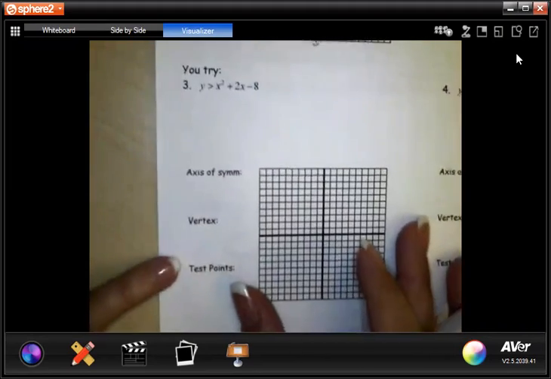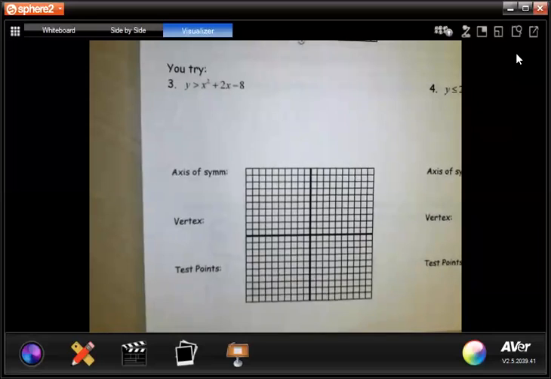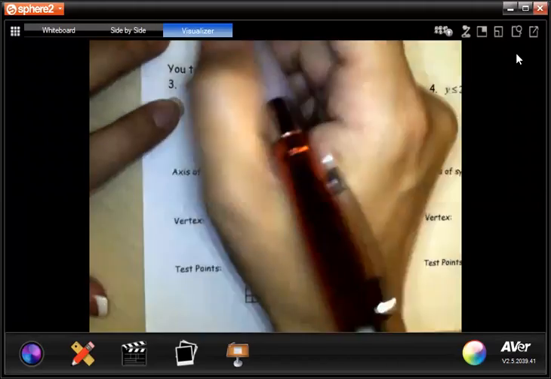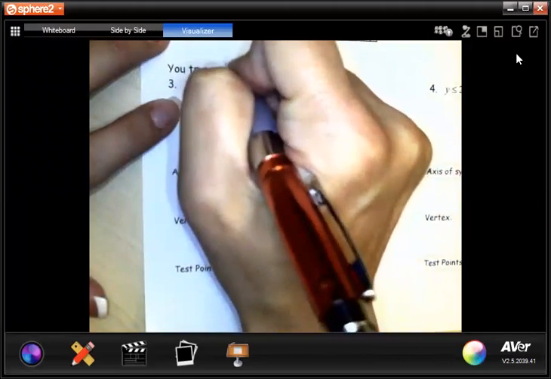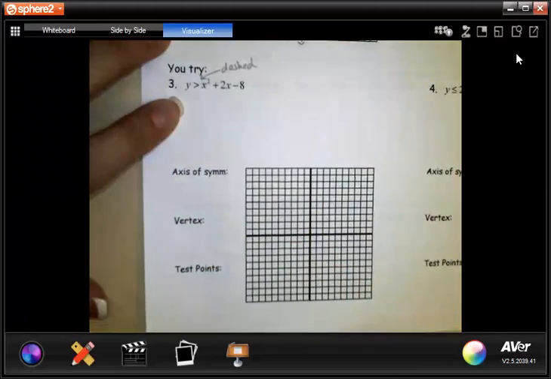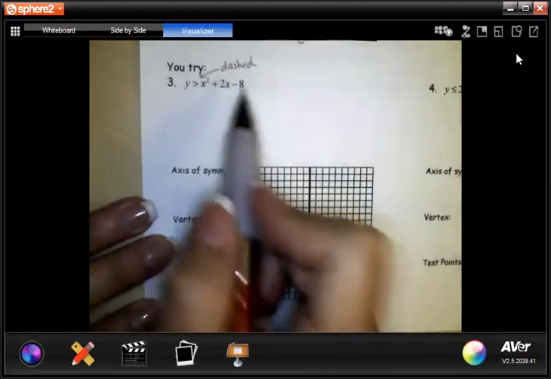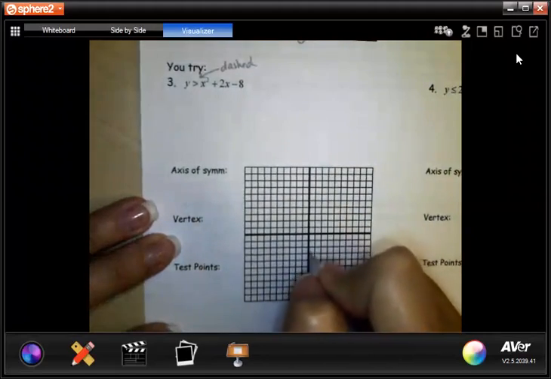All right, we're going to go ahead and try another one here. And this one I am going to do without the calculator to make sure that you know how to do that. So we've got the standard form here. Again, it's going to be dashed because there is no equal sign there. We've got a couple different ways that we can graph this. We've got a y-intercept of -8, so I know that point.